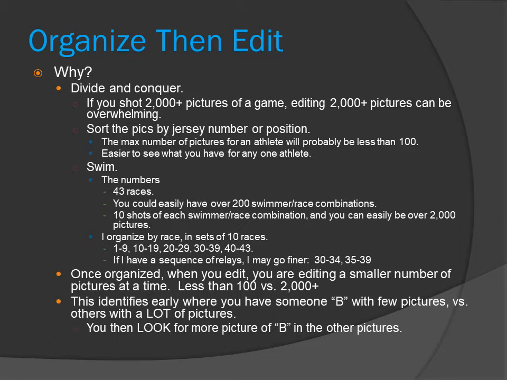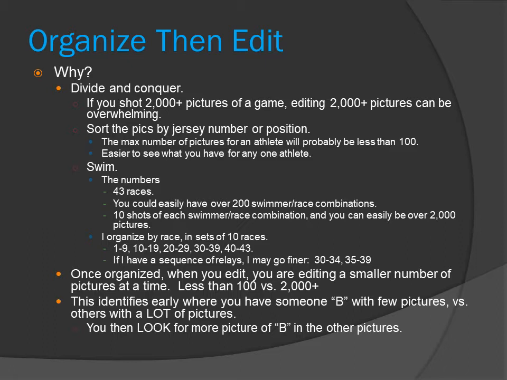So in this case, I organize by race in sets of 10 races, 1 through 9, 10 to 19, 20 to 29, etc. If I have a sequence of relays, I may go finer. For instance, 30 to 34 and 35 to 39. The idea is to have each set be small enough that you can easily manage it.